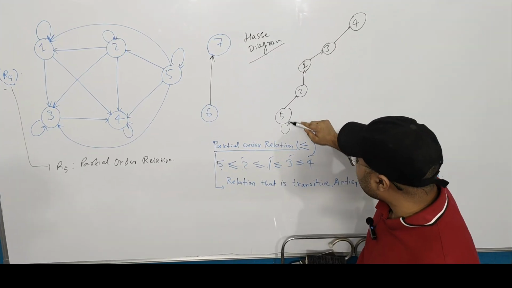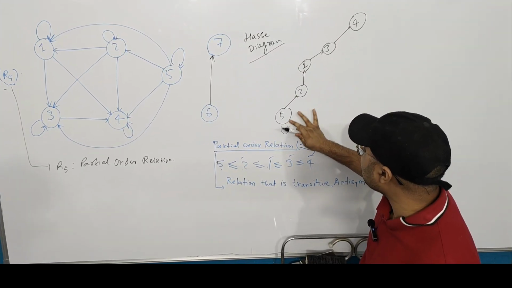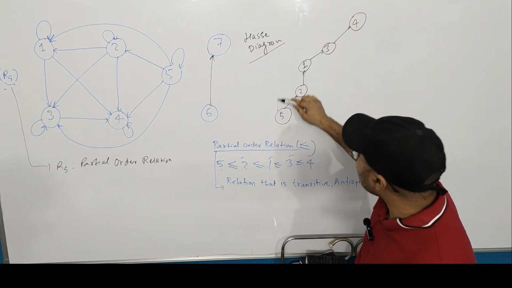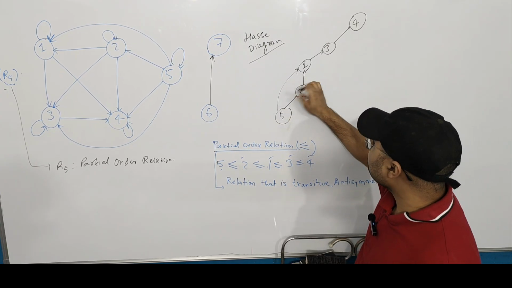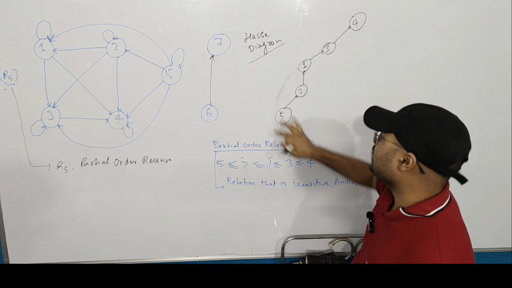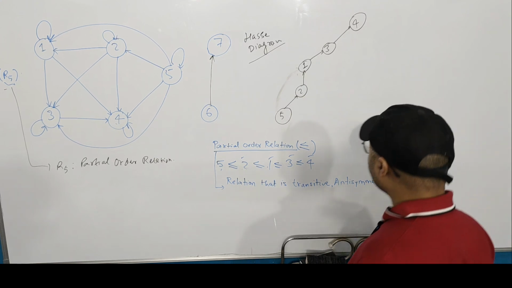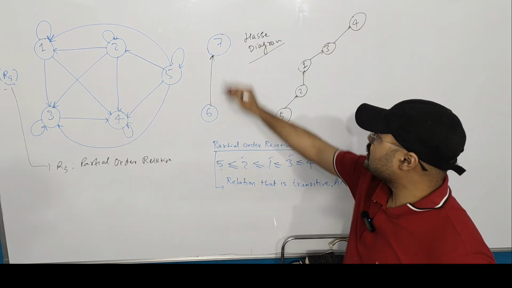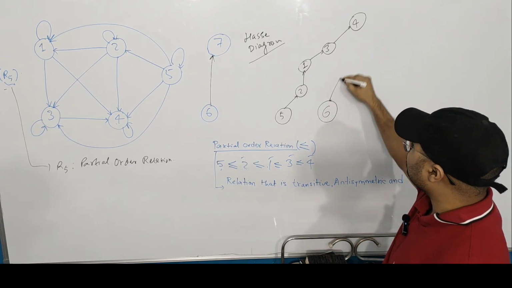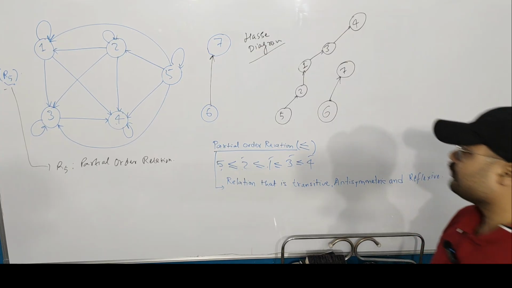Of course, 5 is related to 5, but we will not include these edges because of reflexivity. Of course, 5 is related to 1, but this is a transitive edge, so I am not adding that also, because these edges are implied by the fact that R5 is transitive. And then you have 6 and 7, which is a completely different component. So you have 6 here and then 7.